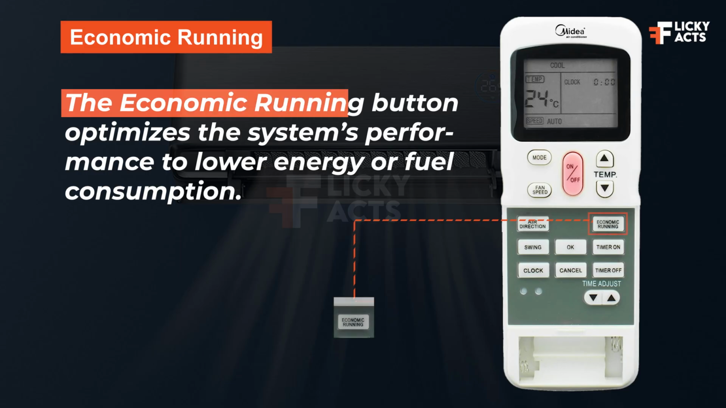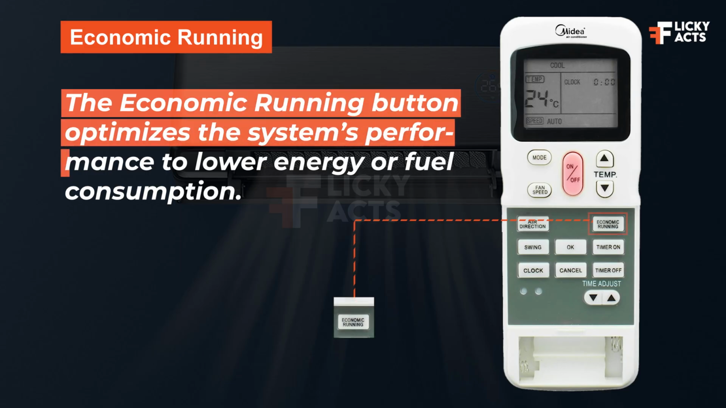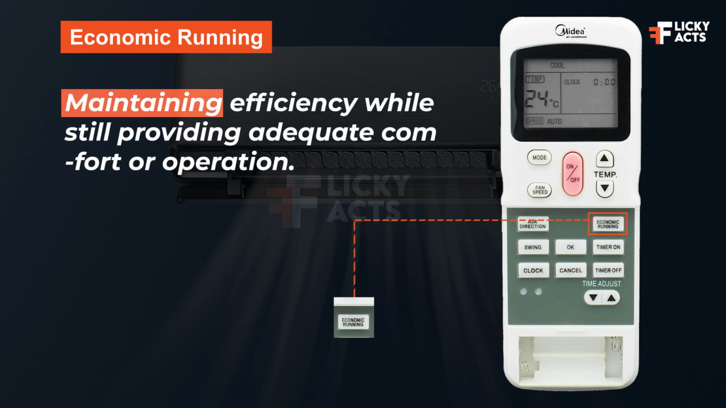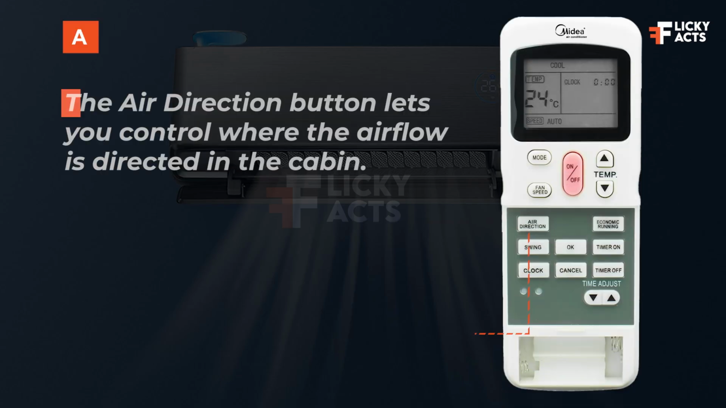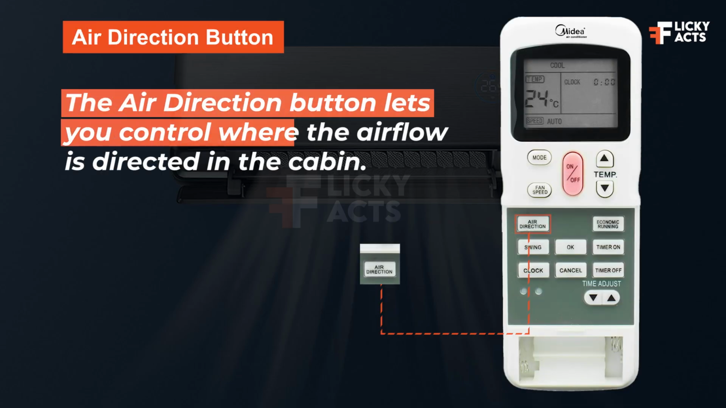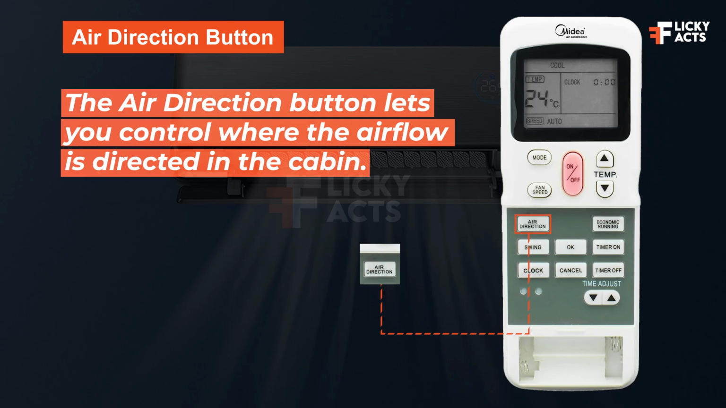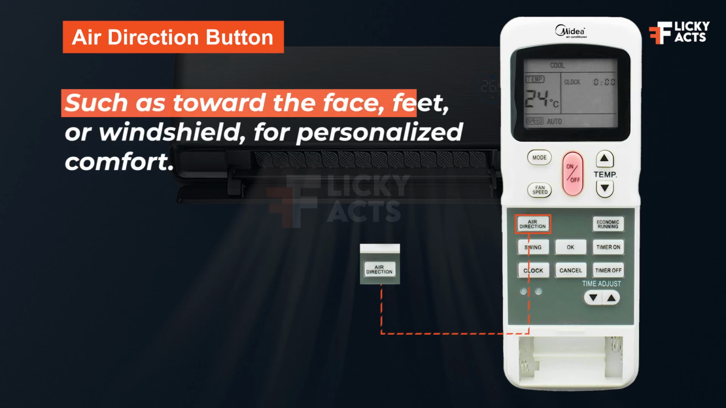The economic running button optimizes the system's performance to lower energy or fuel consumption, maintaining efficiency while still providing adequate comfort or operation. The air direction button lets you control where the airflow is directed in the cabin, such as toward the face, feet, or windshield for personalized comfort.